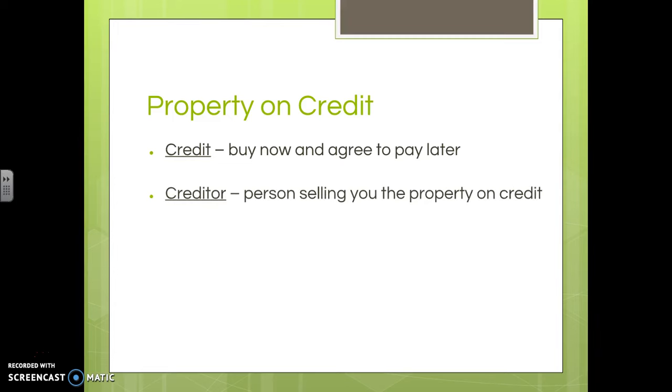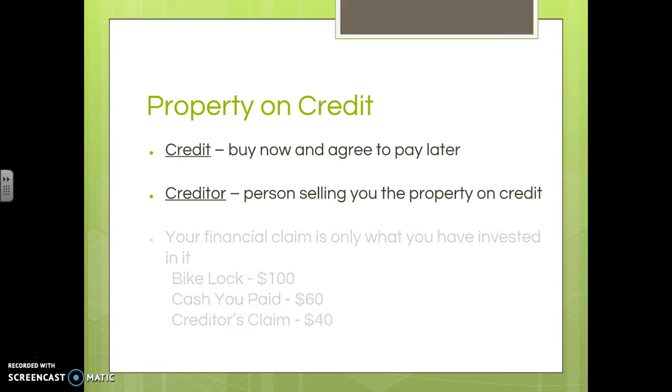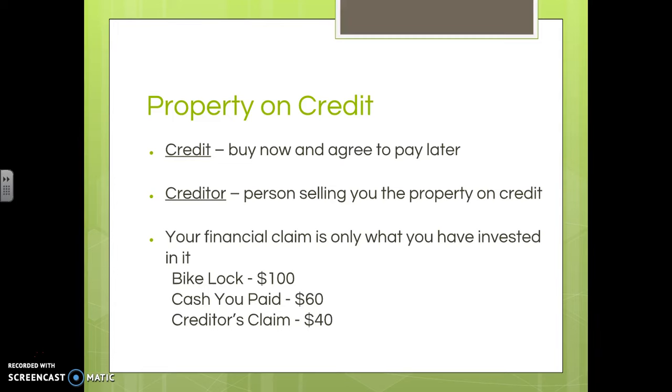The creditor, the person selling you the property on credit, will actually have a financial claim on what you've invested. So for example, if you buy a bike lock for $100, you pay $60 cash for it, and you borrow $40 to cover the cost of that bike lock, the creditor's claim is $40 value of that bike lock. Your claim is $60. 60 plus 40 equals the $100 value of the bike lock.